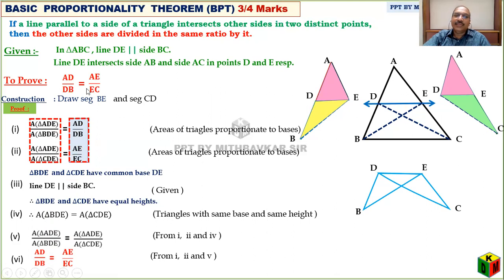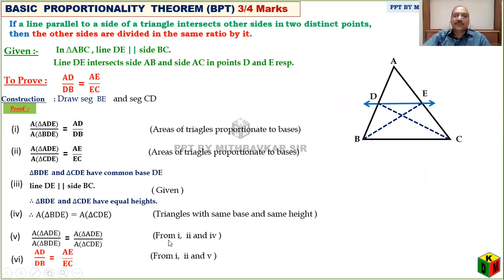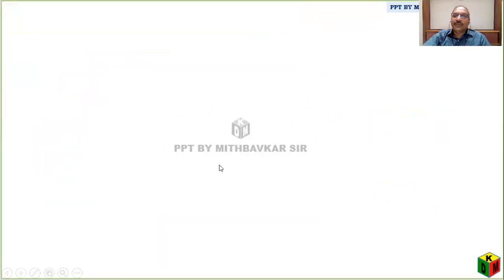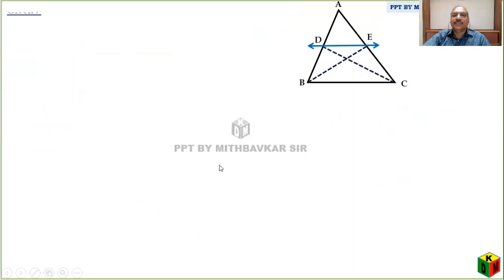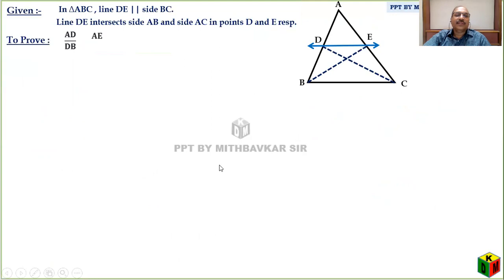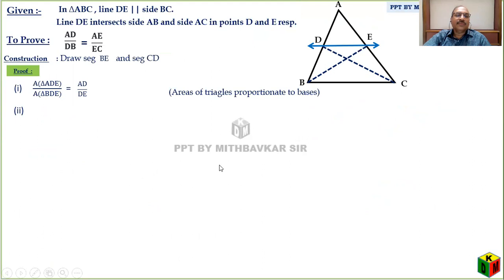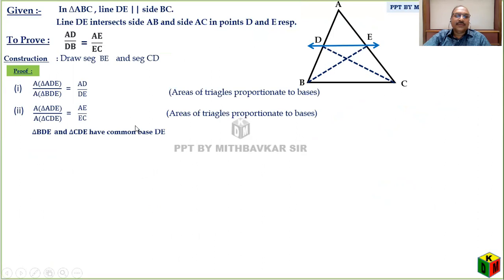Fine. So this way we got this result. Other two sides are divided in the same ratio. Okay, now I am removing all other figures which are drawn for explanation purpose. So this is the proof we have, BPT. Okay. Now on second slide, I will show you presentation of this. First step, draw proper figure. Second step, given. Third step, to prove. Fourth step, construction. Fifth step, proof, statement, and proper reason. Okay.